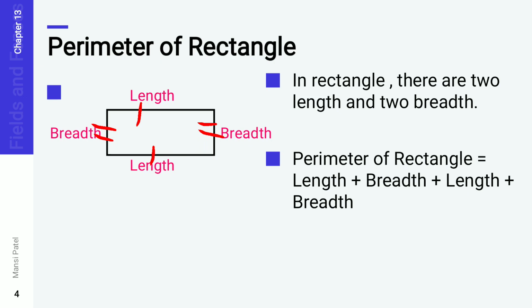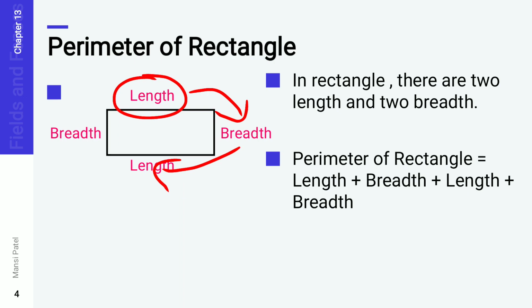Length, breadth, length and breadth. So if you are starting from this length, then you have to just move clockwise only. In a clockwise direction, you have to do the addition. So length plus breadth, then again length, and then again breadth. So this is also one type of repetitive addition.